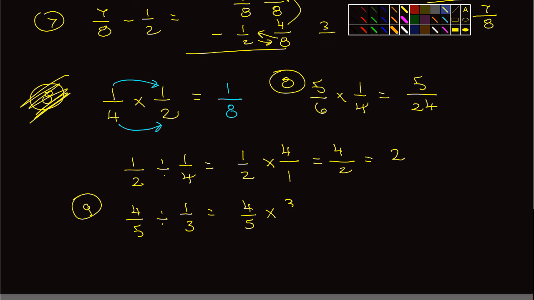So that becomes 3 over 1. What's 4 times 3? That's 12. What's 5 times 1? That's 5. How many times does 5 go into 12? It goes in 2 times. What's left over? Well, 5 times 2 is 10, with 2 left over, 2/5. That was a hard one, since I just showed that to you guys.